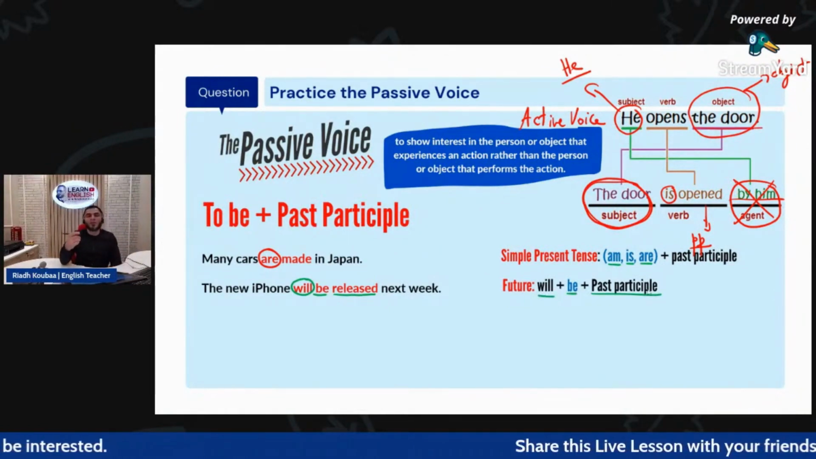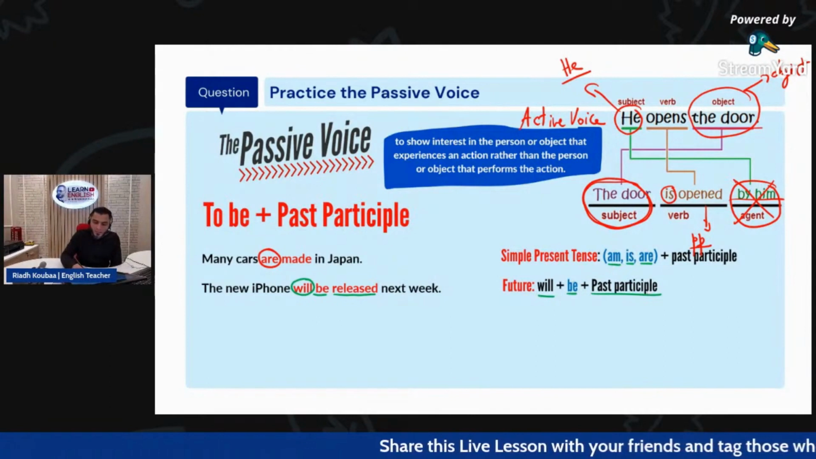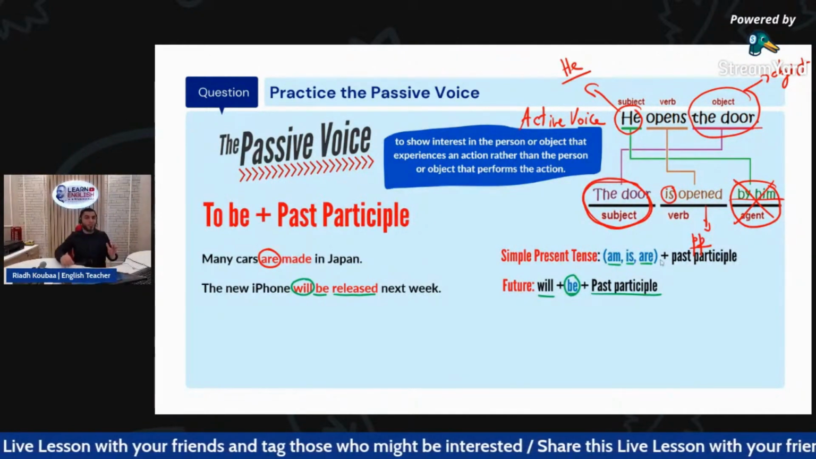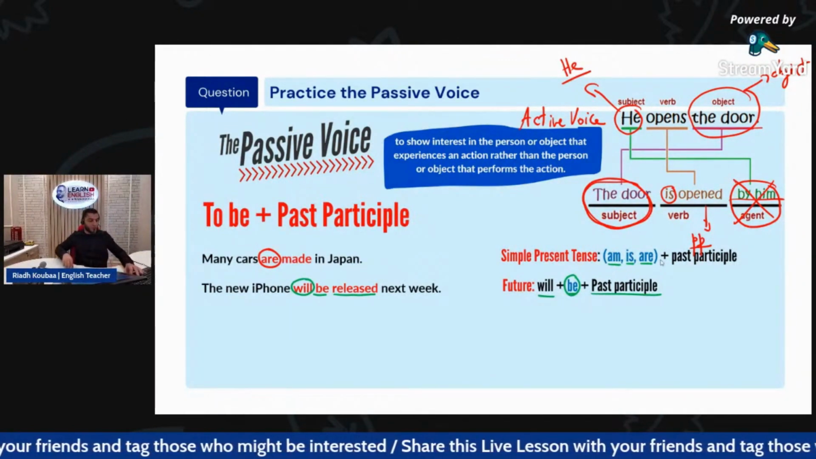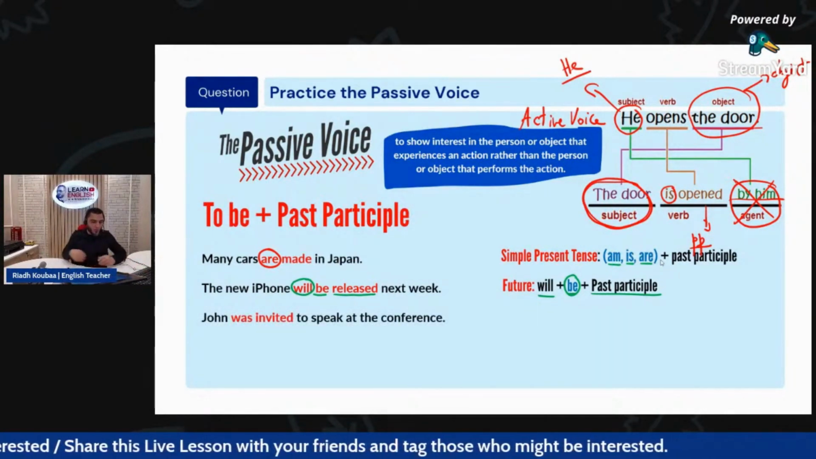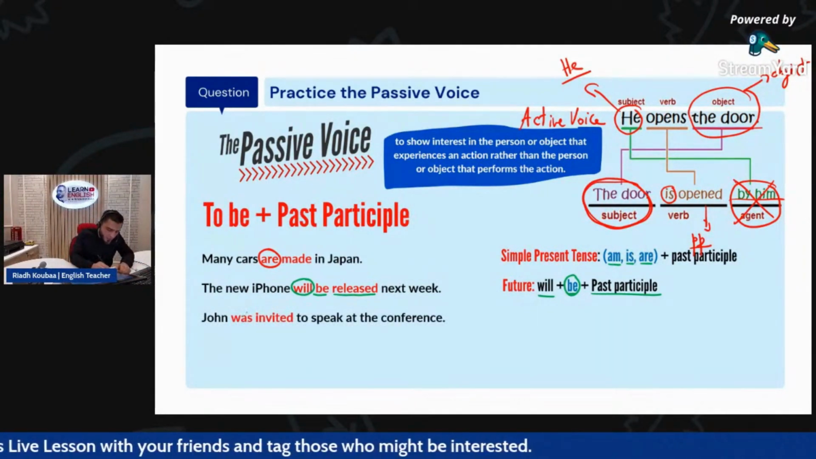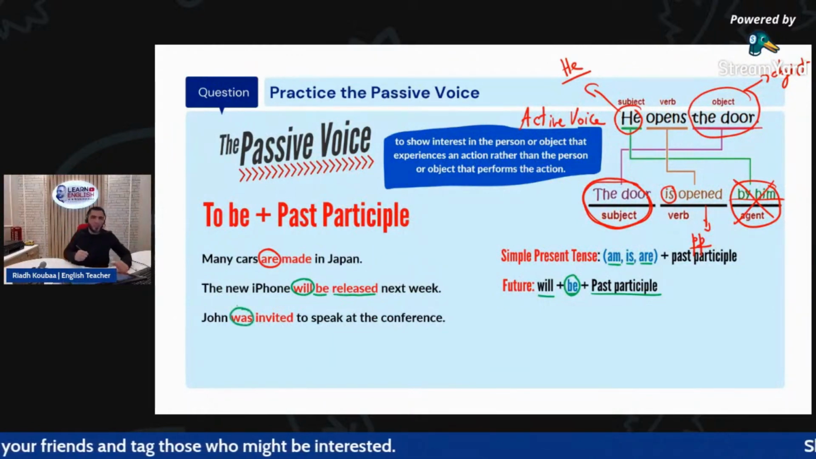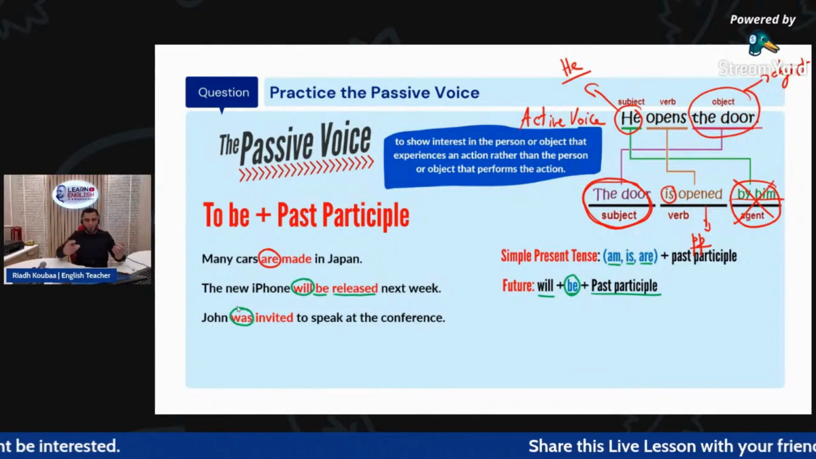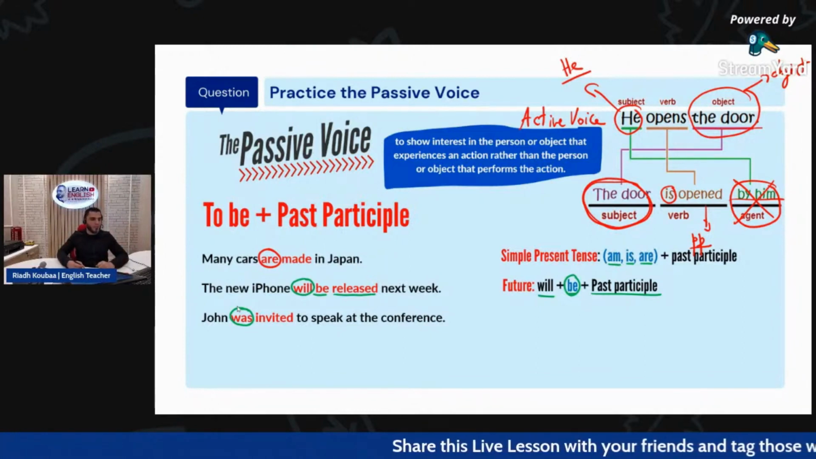The problem here is sometimes with the students, they either forget the verb to be or they forget to put the verb in the past participle form. So please make sure that you put it in the correct format. Let's move on. John was invited. Was invited. Yes. So what is the tense? Ask yourself and answer me while you are there. So of course it's here the simple past.